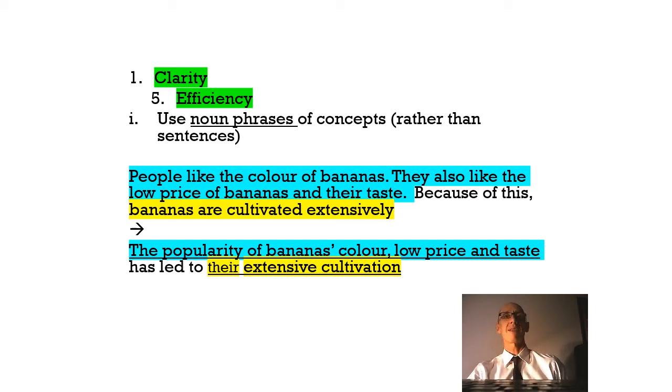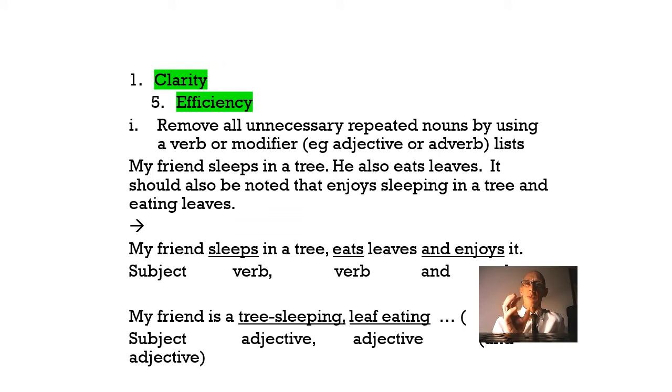Alright, next thing, removing unnecessary repeated nouns by using the verb and a modifier in a list, or the verbs and modifiers in lists. So here's an inefficient example. My friend sleeps in a tree. He also eats leaves. It should also be noted that he enjoys sleeping in the tree. He enjoys it. Okay, my friend sleeps in a tree, eats leaves and enjoys it. So what we've done here is my friend, the subject, because my friend kept coming up. My friend, he, and then he.